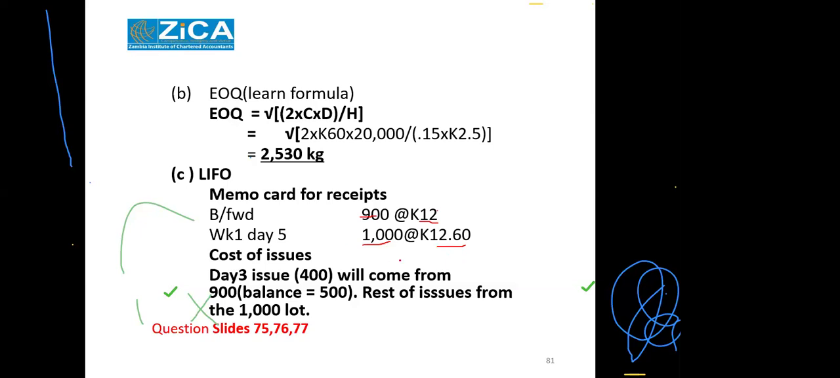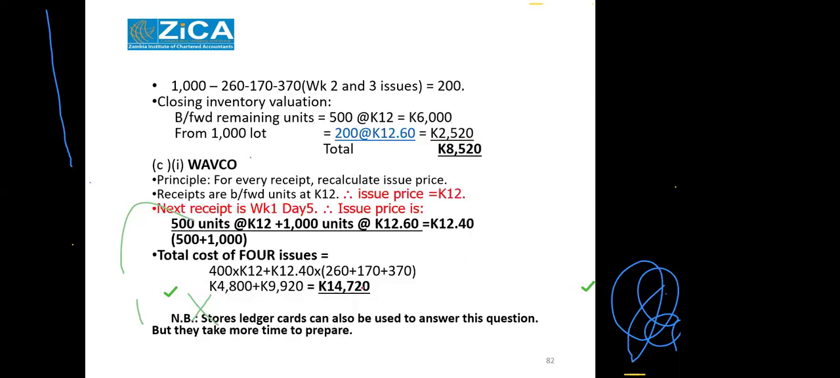If you are fast, you can do a ledger card and you still find the closing inventory would be the addition of this times this: 500 times 12 and 200 times 12.6. So that is the closing. The closing is 8,520, the closing inventory, CI, using LIFO.